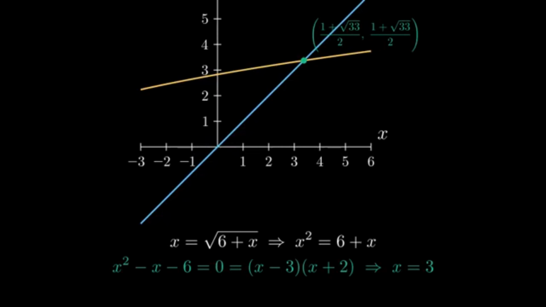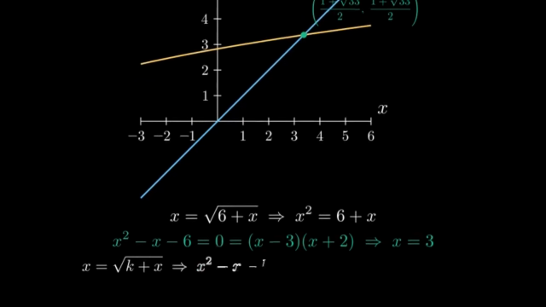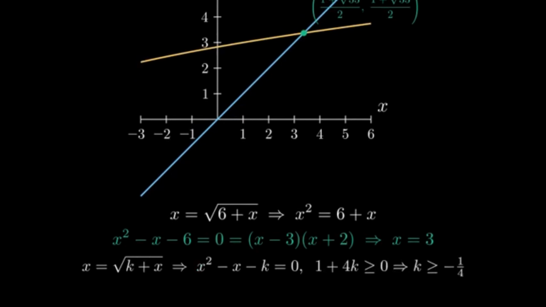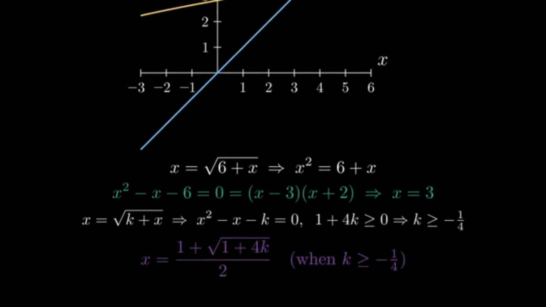In general, expressions of the form the square root of k plus the square root of k plus dots satisfy x equals the square root of k plus x. Squaring gives x squared minus x minus k equals 0. So the discriminant 1 plus 4k must be non-negative, meaning k is greater than or equal to negative 1/4. When it converges, the value is 1 plus the square root of 1 plus 4k, all over 2. With k equal to 8, 1 plus 4 times 8 is 33, which is exactly what we used.